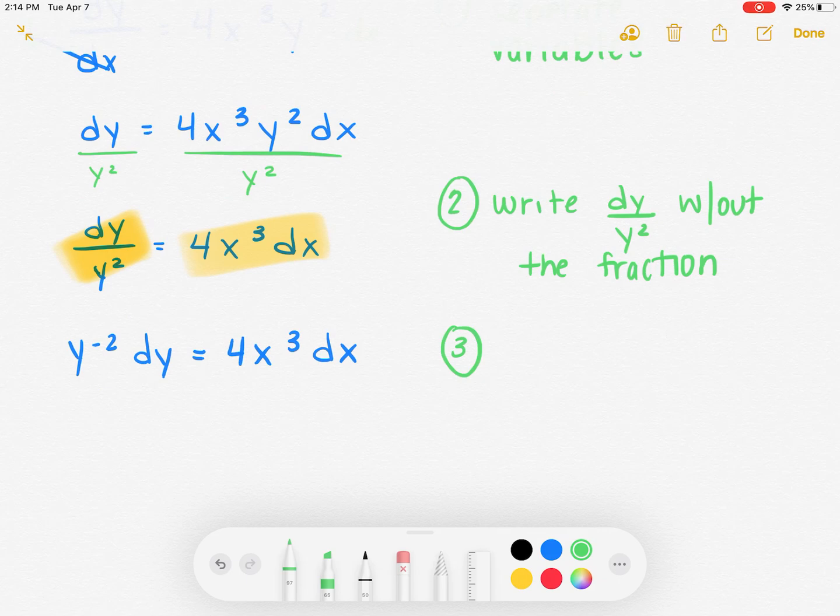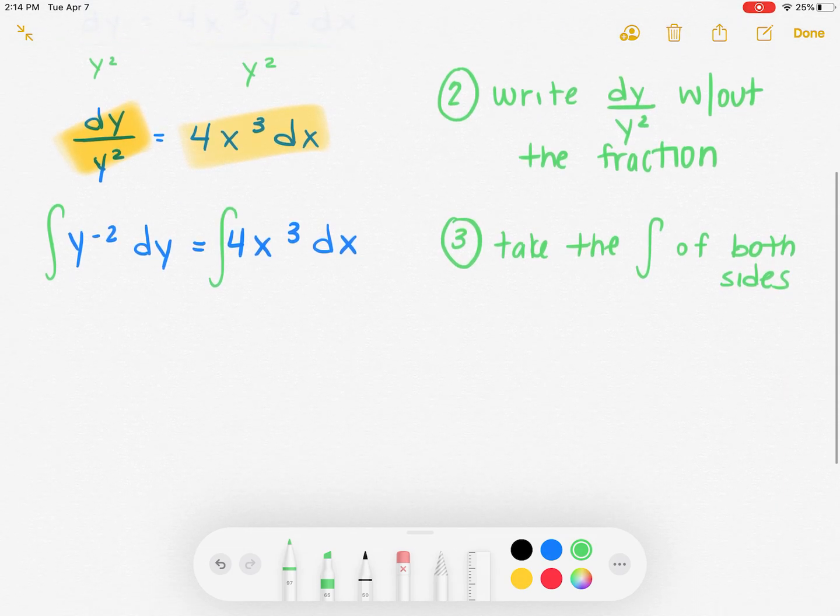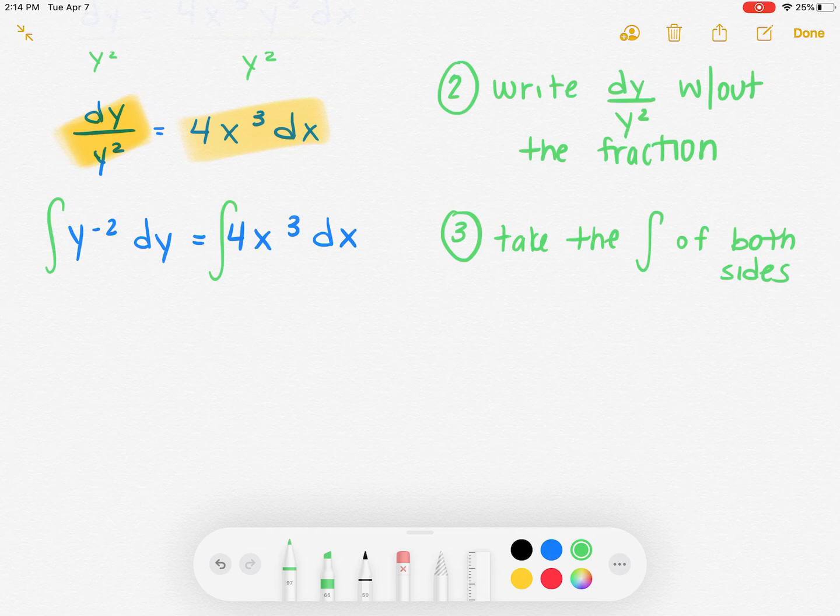Now I'm ready to take the integral of both sides. So I'm going to put in my integral sign so that anyone reading my work knows that that's what I'm doing. And then I'm going to actually find the antiderivative of both sides. So I know y to the negative 2 becomes y to the negative 1 over negative 1 plus c equals 4x to the 4th over 4 plus c.